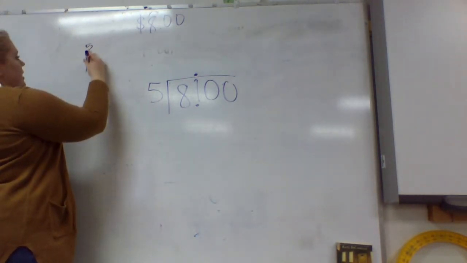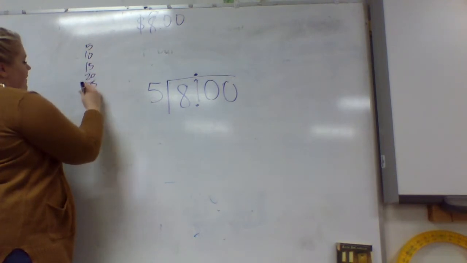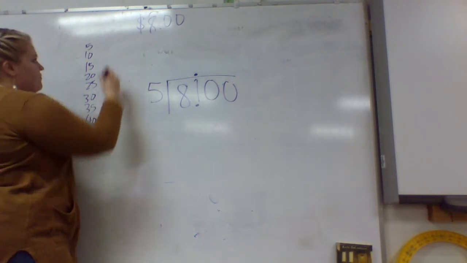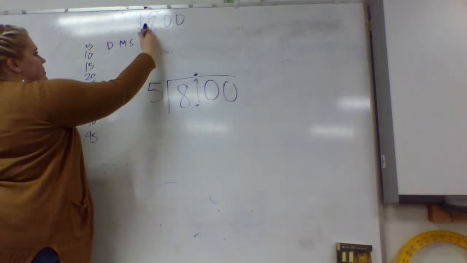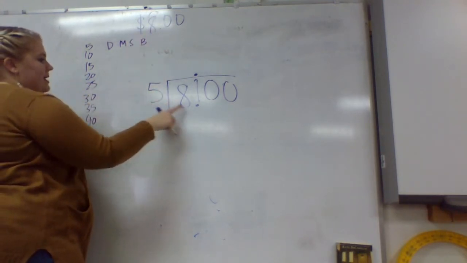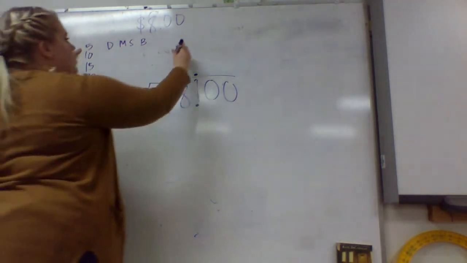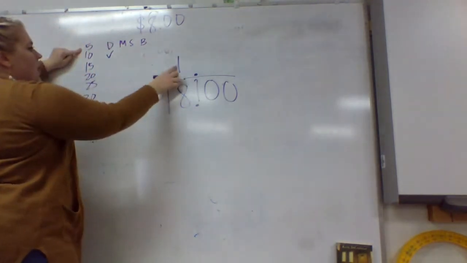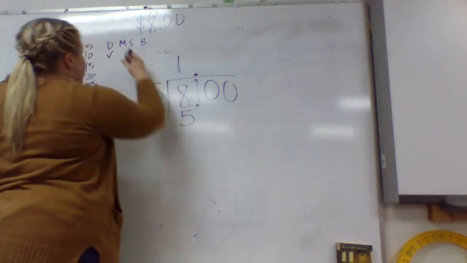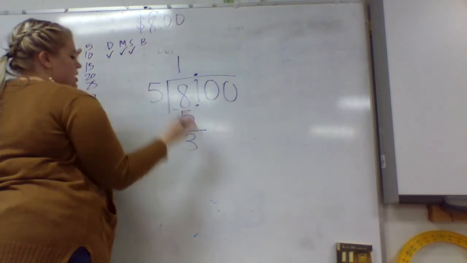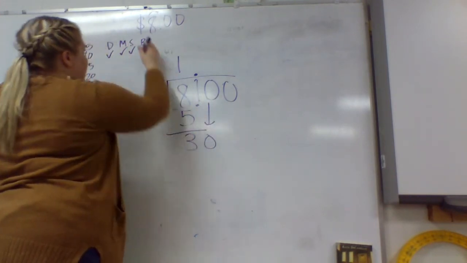So I'm going to do my multiples. 5, 10, 15, 20, 25, 30, 35, 40, 45. I'm going to put my divide, multiply, subtract, and bring it down. Okay, how many times can 5 go into 8? 10's too much, so I have to go back. So it can go in 1 time. 1 times 5 is 5. 8 minus 5 is 3. Bring down my 0. Now I've got 30.